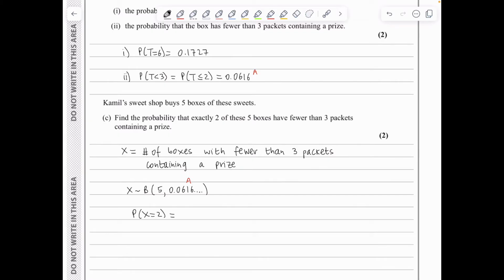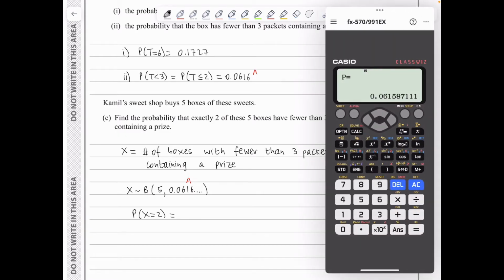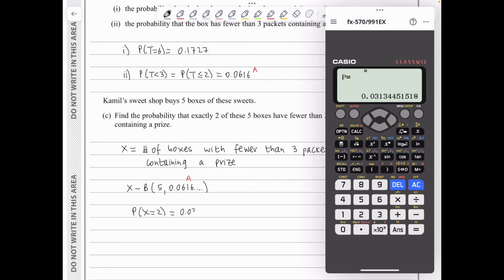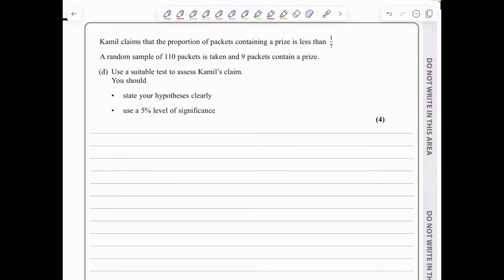So I'll go back to my calculator. It's menu 7 for binomial PD, 2 variable. My x is 2, my n is 5, and my p, I will simply recall A, so alpha and A, and this will give an answer of 0.0313.